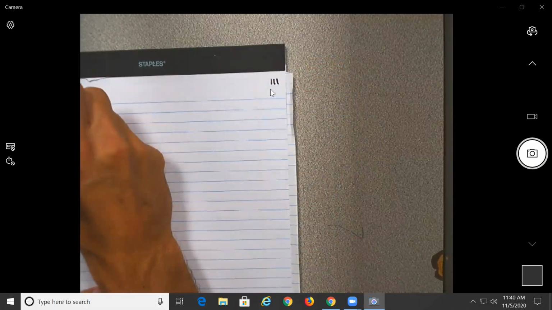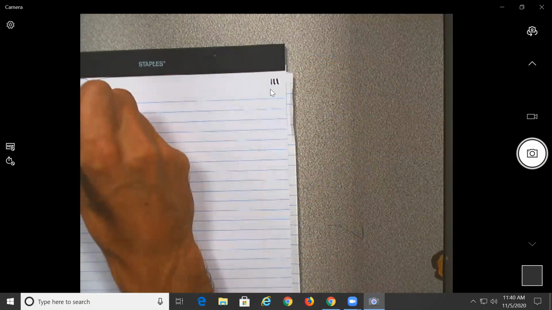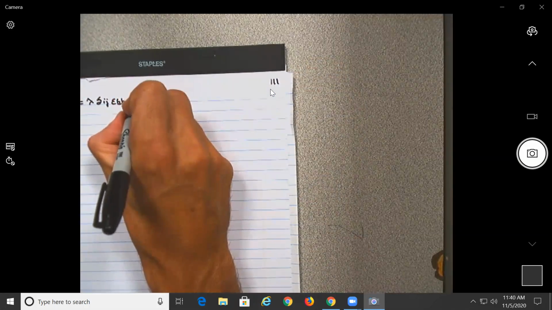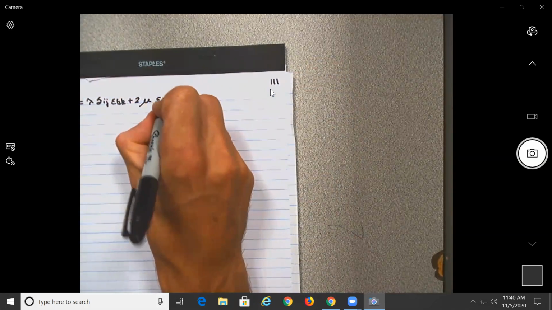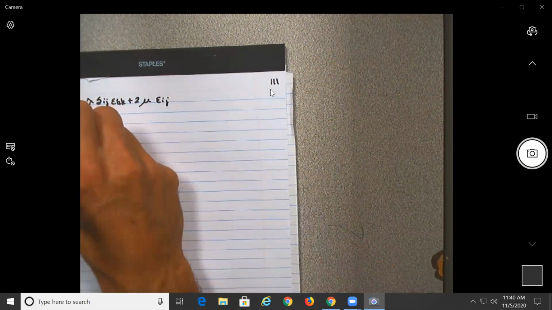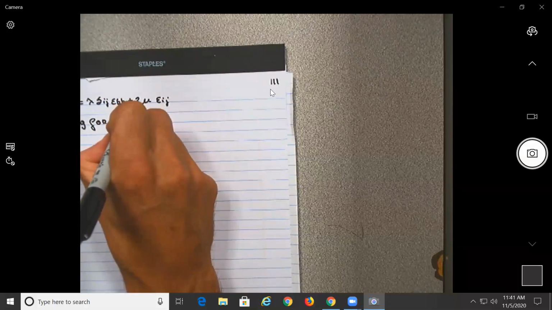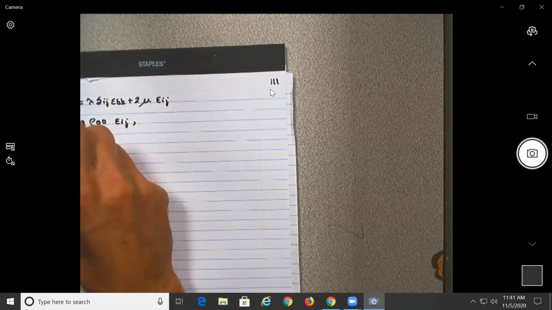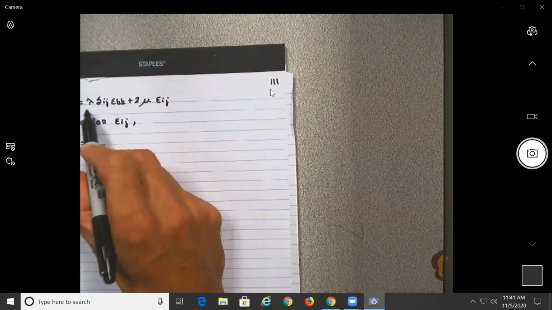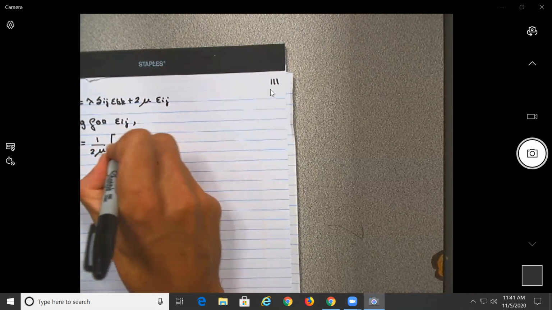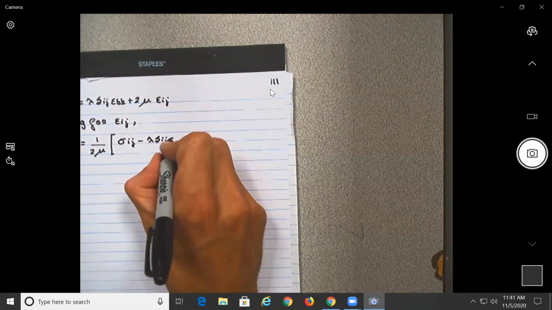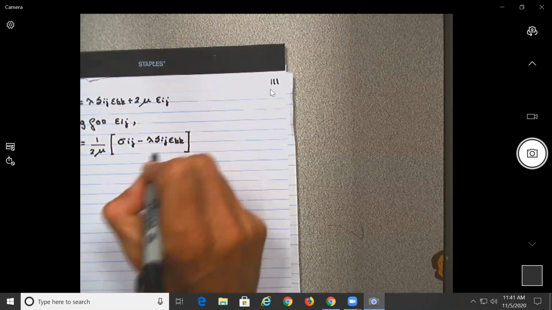Okay, so if we start from this equation here, sigma ij equal to lambda delta ij epsilon kk plus 2 mu epsilon ij. What we're gonna do here is rewrite epsilon ij, okay? So solving for epsilon ij, what do we have? Epsilon ij will be equal to 1 over 2 mu, we move all this stuff to the side, of sigma ij minus the lambda delta ij epsilon kk.